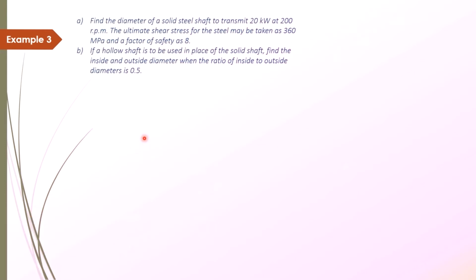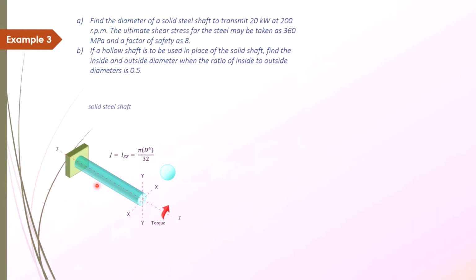Now for the third example, find the diameter of a solid steel shaft to transmit 20 kilowatt at 200 revolutions per minute, where the ultimate shear stress for the steel is taken as 360 MPa with a factor of safety of 8. Okay, so let us go to part A first.